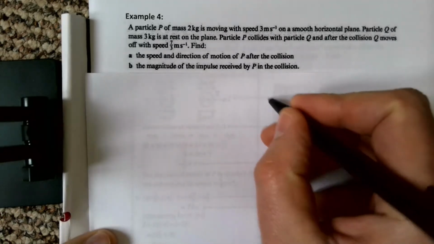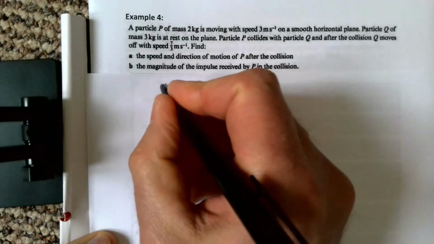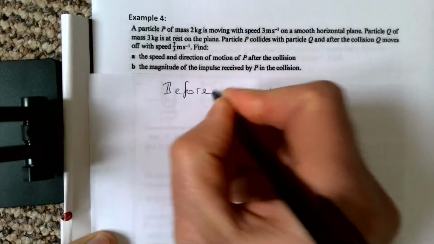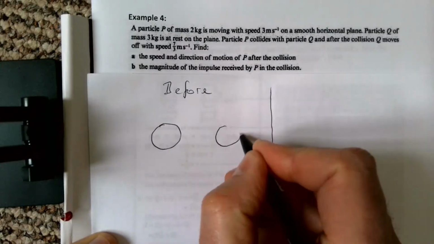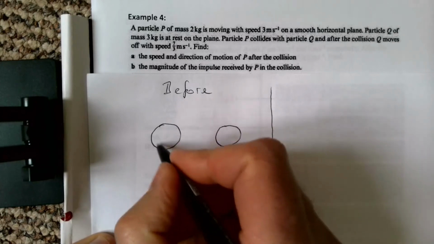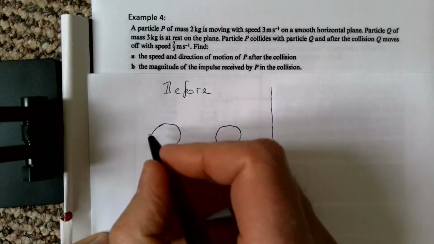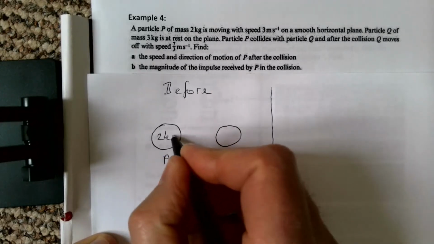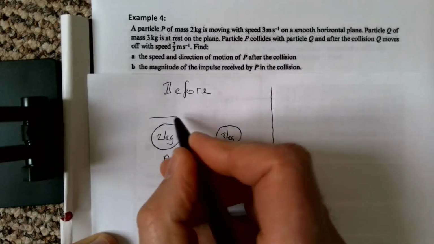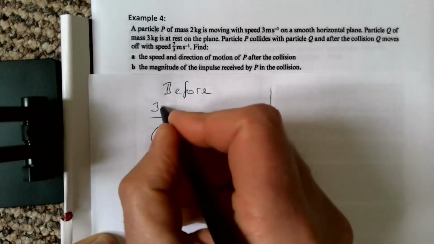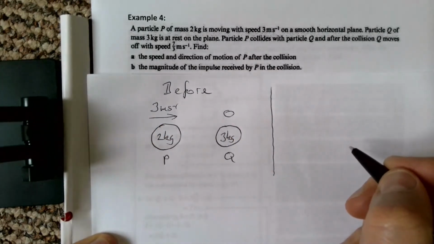With all of these, you have to draw a before and after diagram. So this is what's going on before. We have two particles. We normally draw them like this, P and Q. They're supposed to be the same size, it's just my bad drawings. That's 2 kilograms, and this one is 3 kilograms. This one is moving with speed 3 meters per second, and this one is at rest.